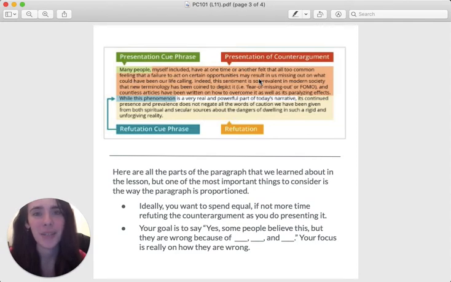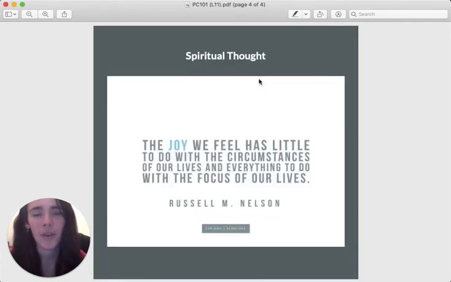Now, as I went over the material for this week, and particularly with the building of this paragraph, I thought about how focus is pivotal, not just for our papers, but for the counter argument. They want to focus in on our weak points, and we want to focus in on how to make those weak points seem stronger and how to refute against that. And as I thought about this, my spiritual thought led me to a quote from Russell M. Nelson. He says, "The joy we feel has little to do with the circumstances of our lives and everything to do with the focus of our lives."